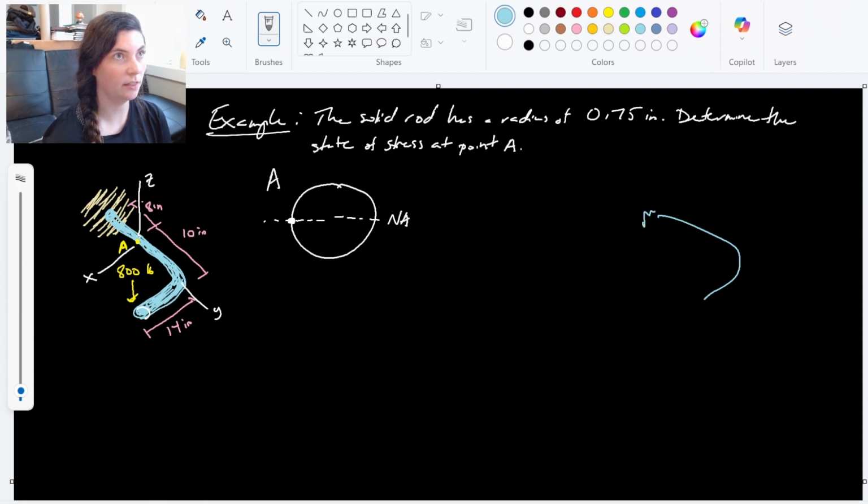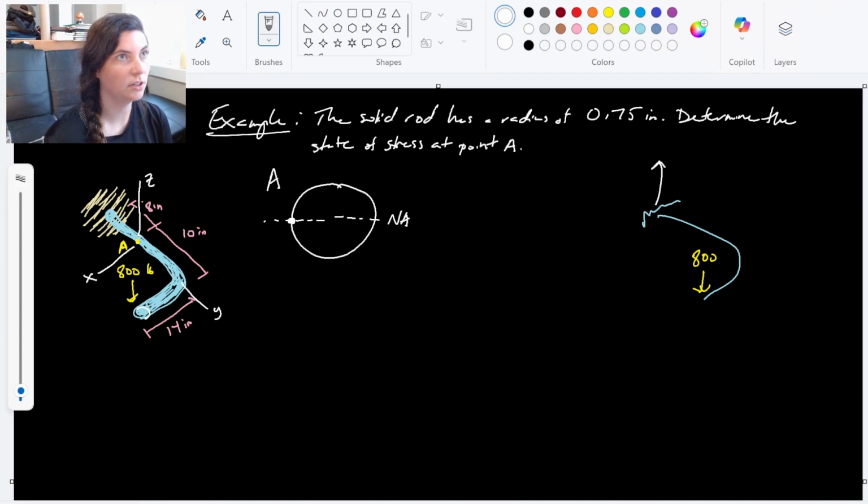Here is our cut through the rod. And I can look for all of those reactions, including that 800 pounds, on this side of the cut. I don't need the reactions at the wall to solve for these. So here we have our forces.